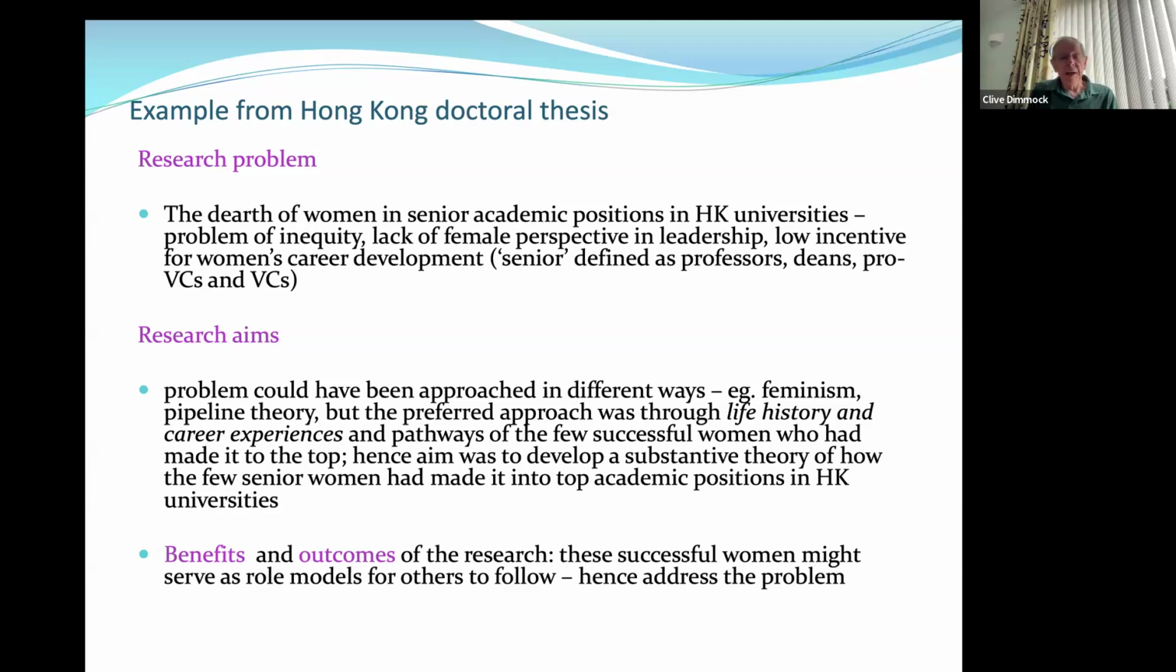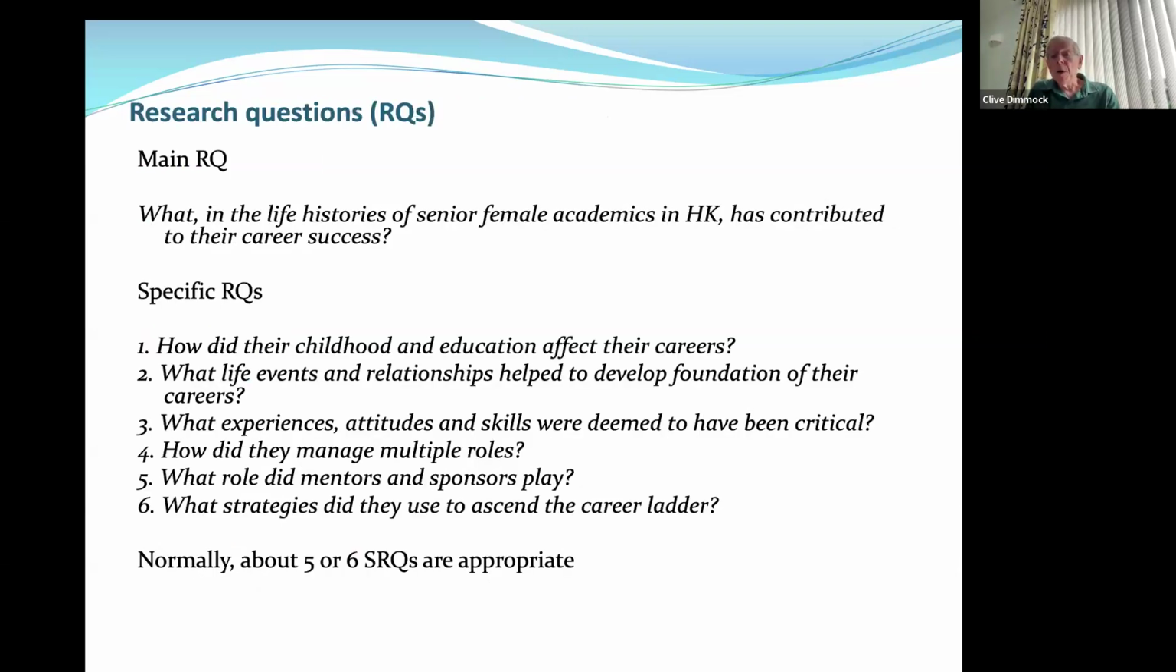So she bought into this, and I'm so pleased she did because it paid dividends. Her main research question was, what in the life histories of senior female academics in Hong Kong has contributed to their career success? In other words, she wanted to examine the life histories of these women academics and see what she could draw out of them that would help others follow similar paths, maybe. So the specific research questions are there, all 6 of them. I won't go through them because it saves time.